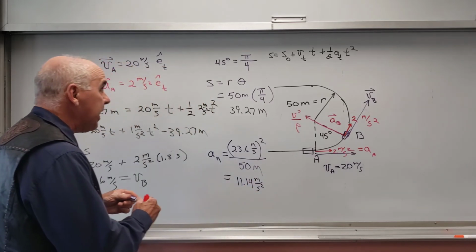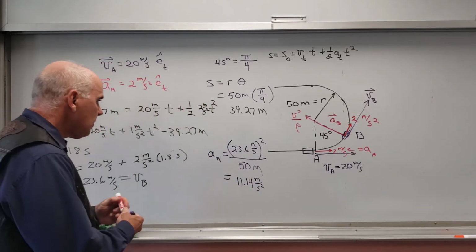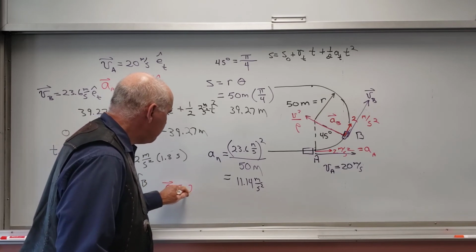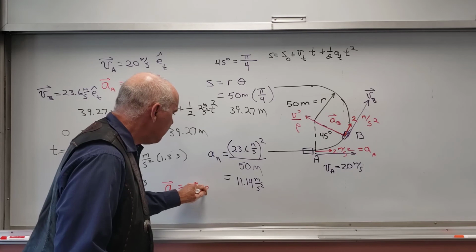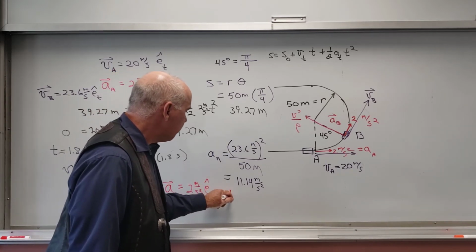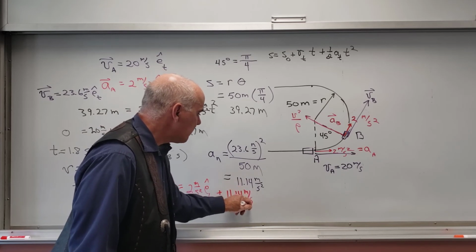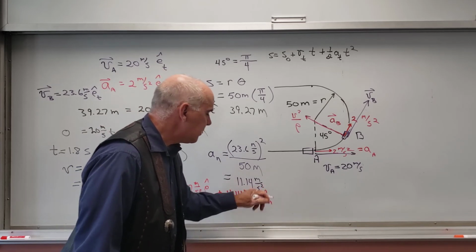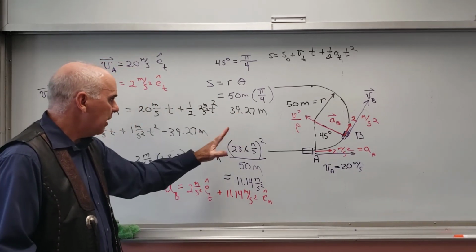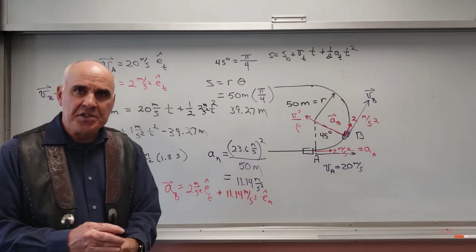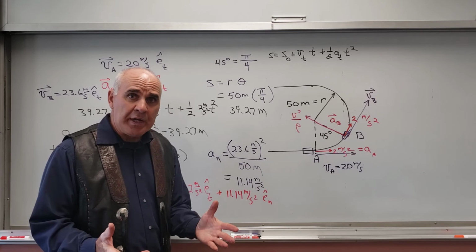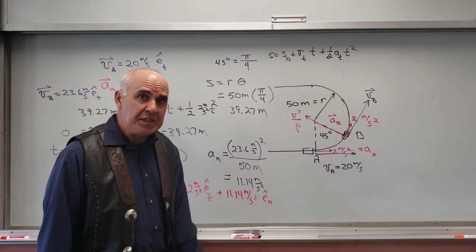And so I could write my acceleration then. My acceleration at B would equal 2 meters per second squared e tangential, that's how it's speeding up, plus 11.14 meters per second squared e normal. That's the normal component of the acceleration. And so there's my position, my velocity, and my acceleration in the normal tangential system. Can I convert all this to an XY coordinate system? Absolutely. And we'll do that in another lecture.